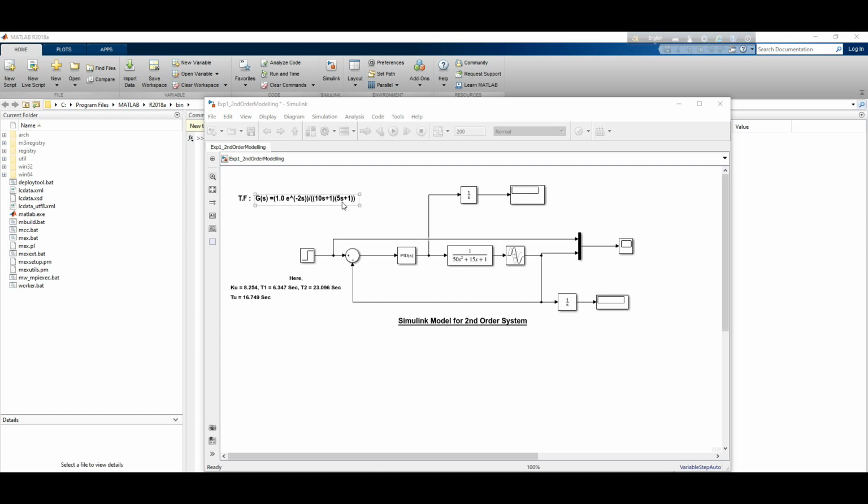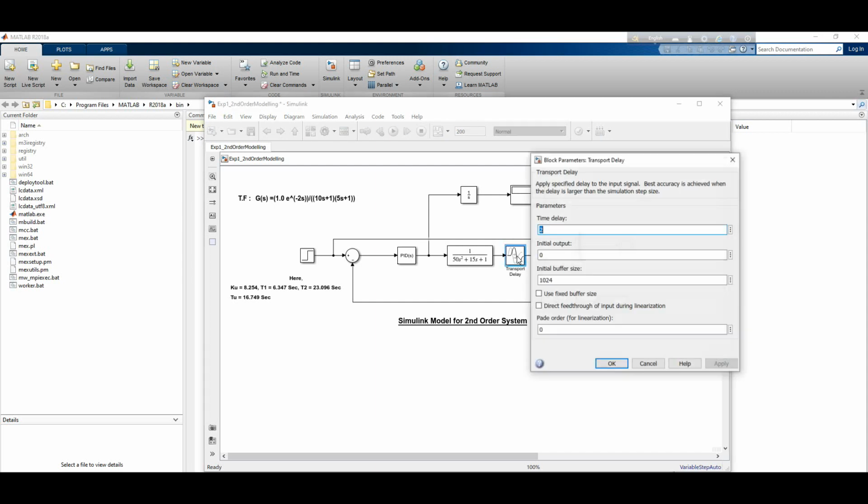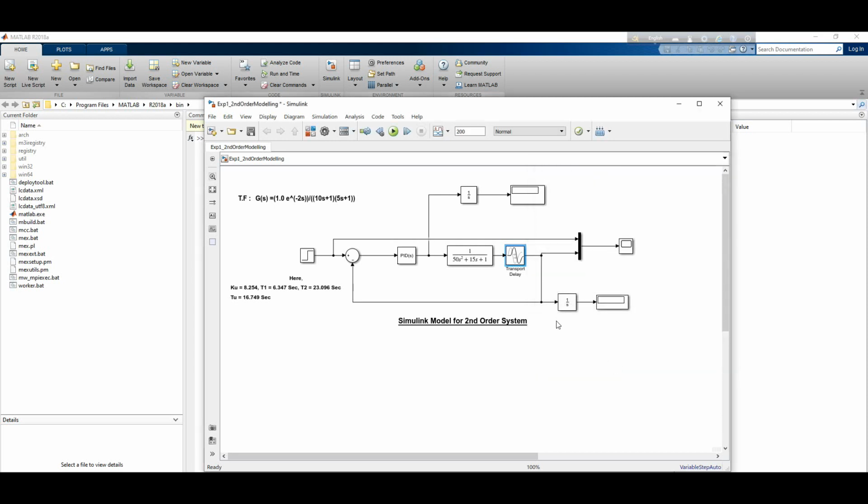That means the process will be second order, so the order of the differential equation will be 2, with an s square term. You can see the transfer function is G of s equals 1.0 e to the power minus 2s, that is the delay part, divided by (10s plus 1) into (5s plus 1). This is nothing but 50s square plus 15s plus 1, and here the delay part is 2 seconds.